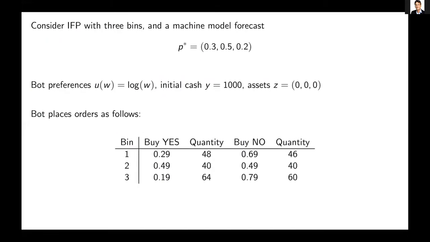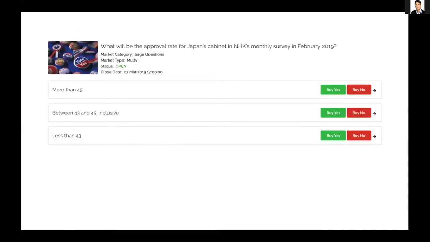Very quickly, an example where the machine model is predicting 30%, 50%, 20% likelihood. On the table below, if you run through this process with a particular set of preferences, cash endowments, and so on, the table gives you the prices that the bot will post. And this is what the trader would see.